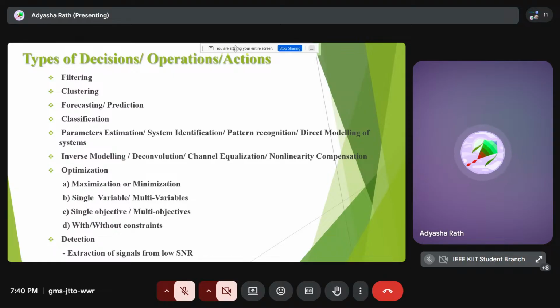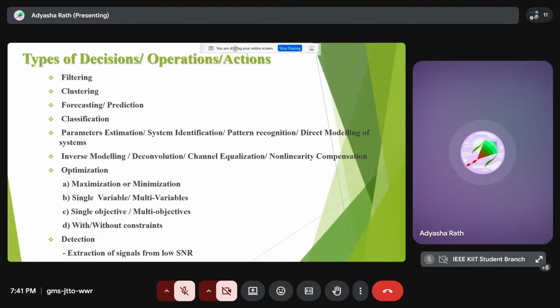Forecasting. What is forecasting? Suppose today's stock price. I have the past 10 days of stock data, but I want to predict the 11th day. So I give the actual values to my model and it predicts the values for tomorrow. The error will be the actual value minus the predicted value. That is our error term. That is called forecasting or prediction.